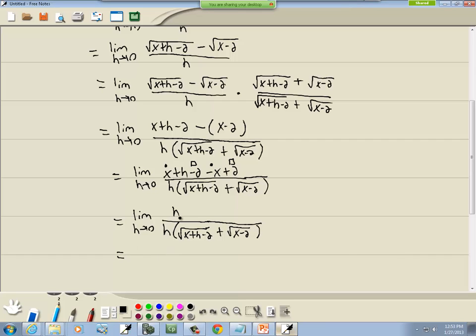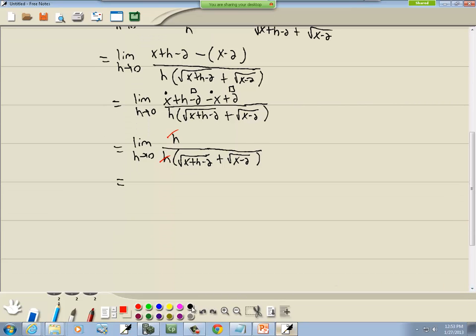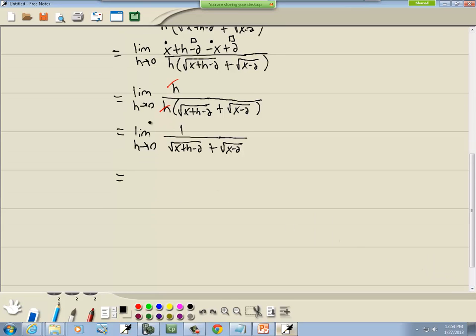Now down below, here we have h times something. So that h down there is going to cancel with h up here. So this becomes a limit as h goes to 0 of 1 over square root of x plus h minus 2 plus the square root of x minus 2. And again, that h is what was causing this problem, and it's now gone, so we can plug in our 0 for our h and get our answer.